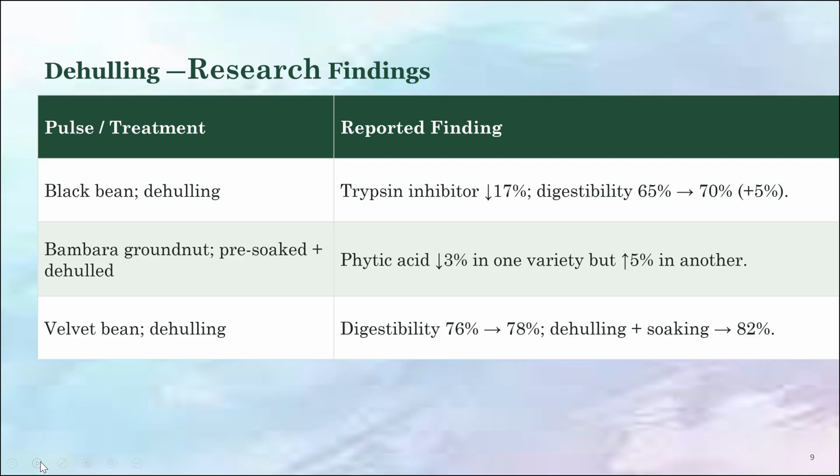As per the research findings on dehulling black bean, when it was dehulled, the trypsin inhibitor was reduced by 17%, and the digestibility increased from 65 to 70%. That is an increase of 5% in digestibility. Bambara groundnut, when it was pre-soaked and dehulled, showed phytic acid reduced by 3% in one variety and 5% in another. And the velvet bean, after dehulling, showed digestibility increased by 3%, and dehulling plus soaking increased the digestibility to about 82%.